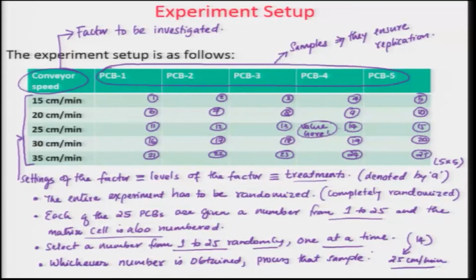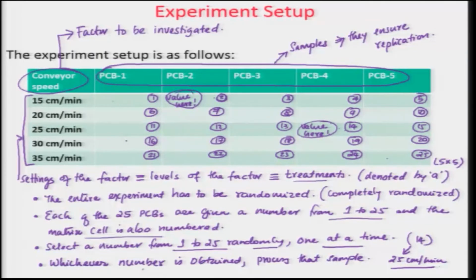Then I take another example. Let us say I randomly pick another number, 2. Then 2 is right here at a speed of 15 centimeters per minute, and this is the second PCB. So, I take the PCB labeled number 2, run the machine with the conveyor speed of 15 centimeters per minute, find out how many soldering defects there are, and put the value right here. I repeat this process, and then I might get a number like 25 and go do it here, then I might get 16 and do it here. So, I will not be doing them in order, I will be doing them in random order. That is why it is called completely randomized.